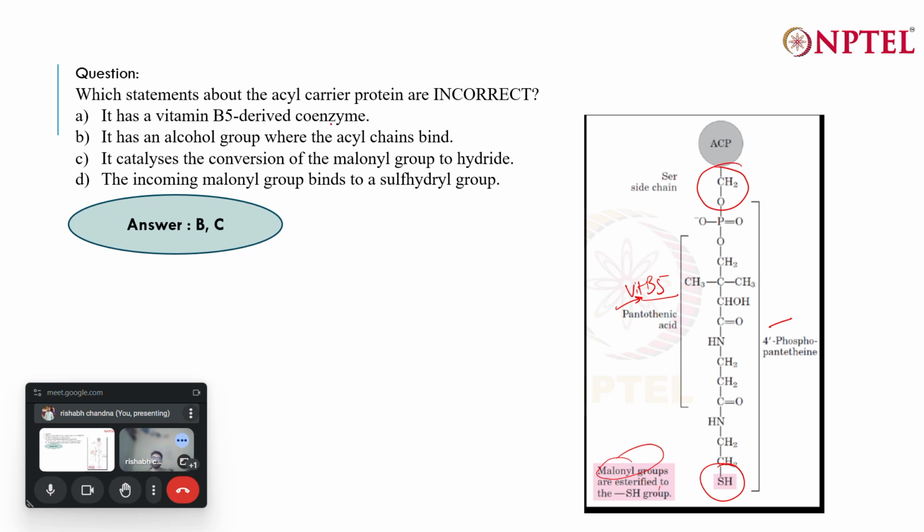So let's see the options. So it has a vitamin B5 derived coenzyme. Yes, this is correct. So pantothenate is the vitamin B5. It has an alcohol group where the acyl chain binds. No, it has a sulfhydryl group where the acyl chain binds. It catalyzes the conversion of the malonyl group to anhydride. No, this is also false. The incoming malonyl group binds to the sulfhydryl group. Yes, this is correct. So the incorrect options are B and C.